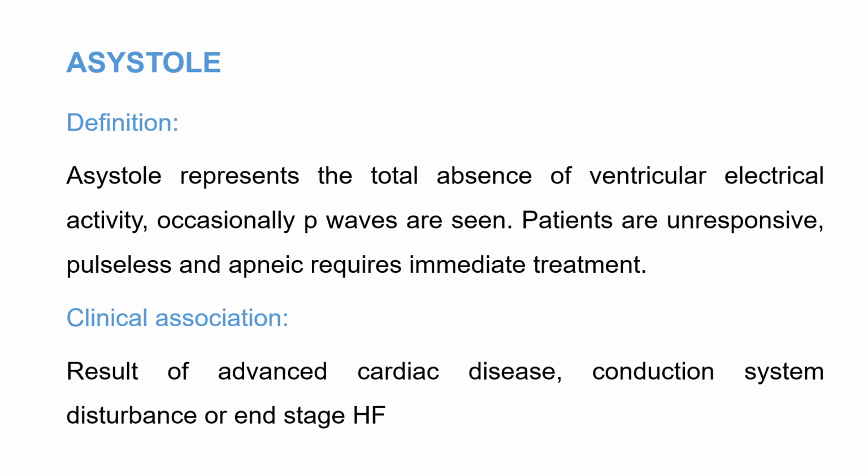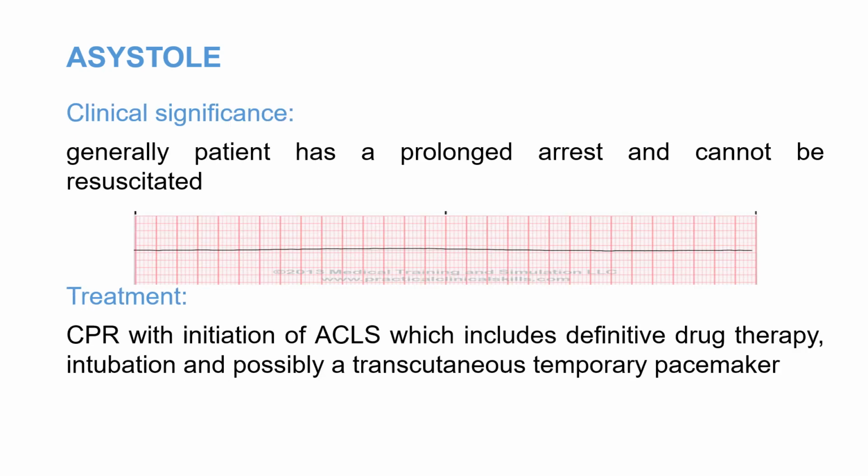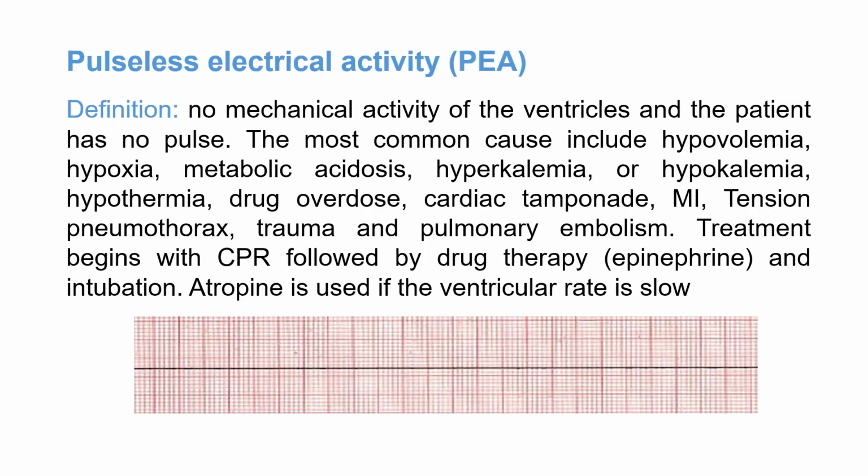So asystole, what is asystole? It represents the total absence of ventricular electrical activity. Occasionally the P wave is seen, sometimes it may be absent. Clinical association: result of advanced cardiac disease, conduction system disturbance, or end stage heart failure. In asystole, generally the patient has a prolonged arrest and cannot be resuscitated. Treatment: advanced cardiac life support along with drug therapy, intubation, and we can insert a pacemaker.